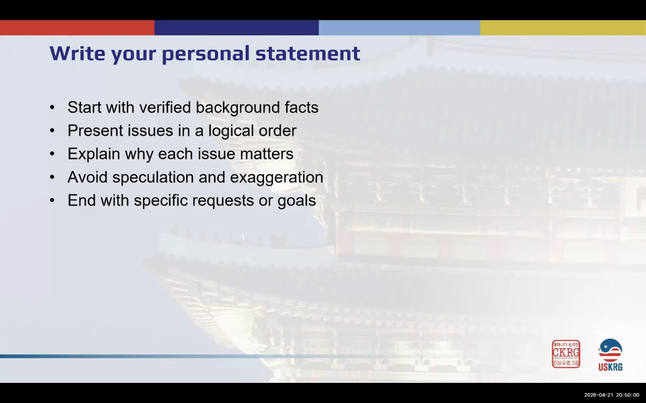And then end with specific requests or goals, which is basically, I want you to identify that my human rights were violated. I want to have restoration with my birth family, stuff like that. So this is where you say, this is what I want as a result of this submission and review. Bearing in mind that the TRC cannot give you any restitution. They're basically there to find out the truth, not to make amends.